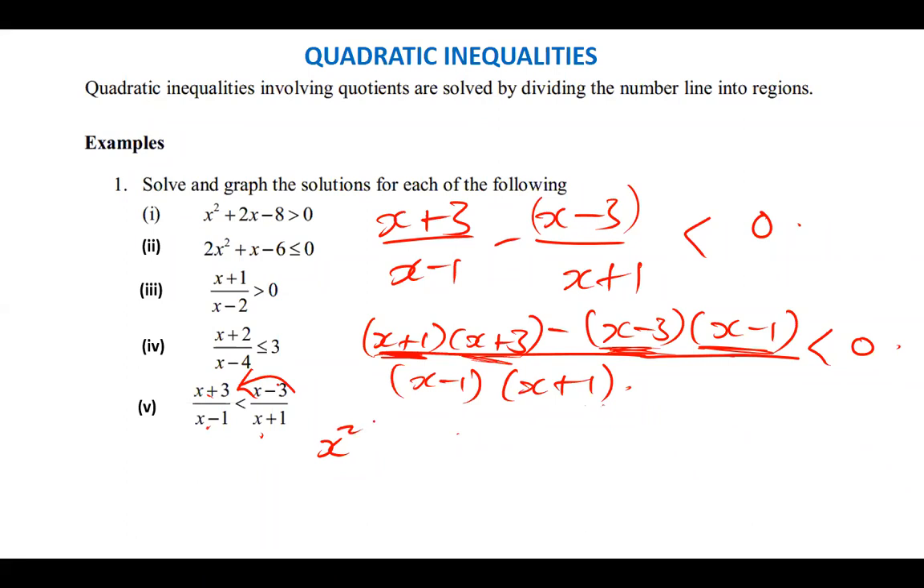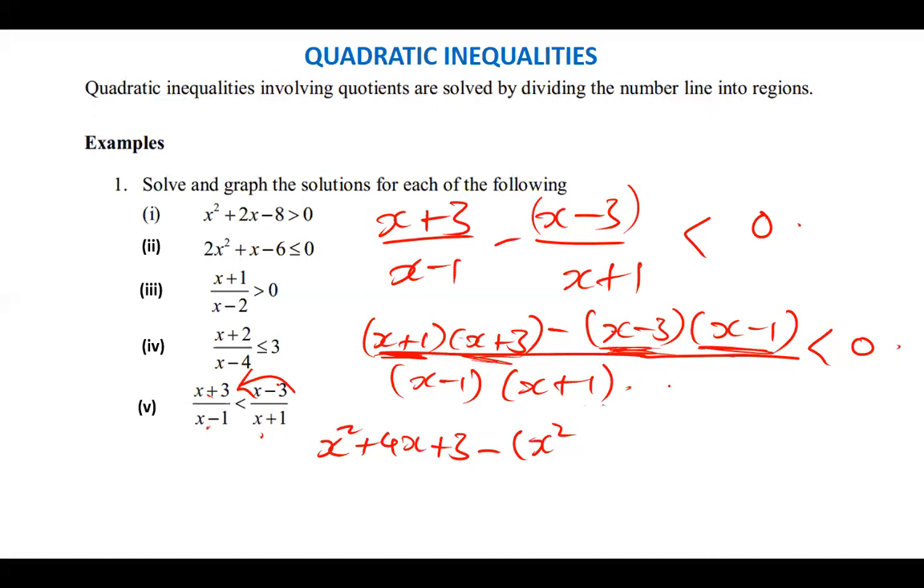So I'm going to have this as x squared. x times x, that is x squared. And then x times 3, that will be 3x. 1 times 3, 1 times x, that is x. x plus 3x, you get 4x there. And then 1 times 3, you get 3.